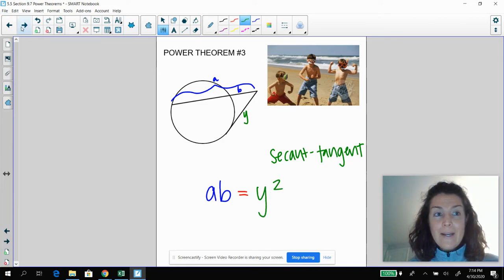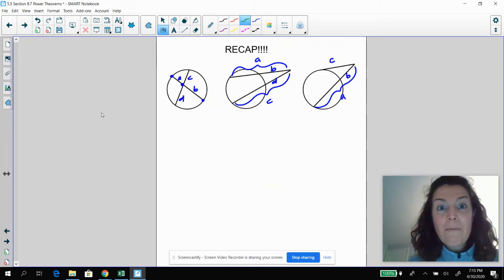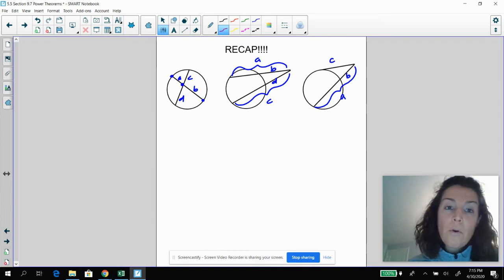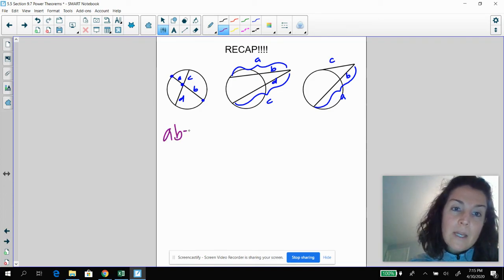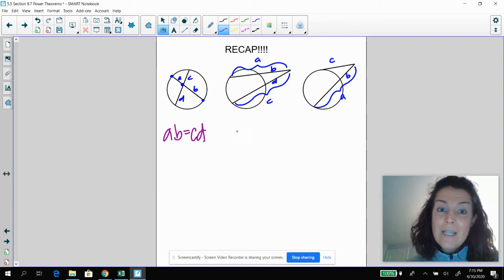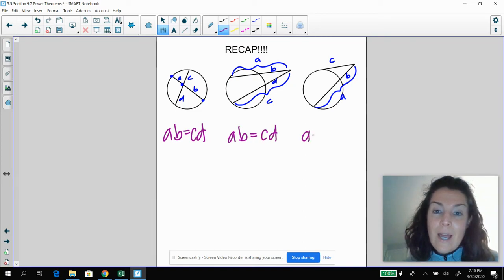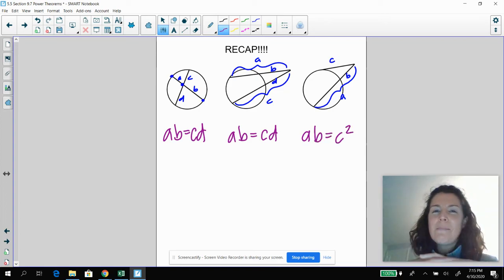So let's take a peek at an example of this one. Oh, sorry, I don't even have an example. Here's my recap. So for chord, A times B is equal to C times D. For secant, A times B, again, is equal to C times D. And then for secant tangent, A times B is equal to C squared. Go ahead and pause this. Make sure you got this all down in your notes.